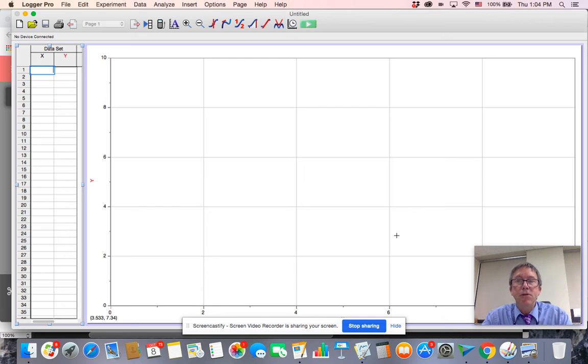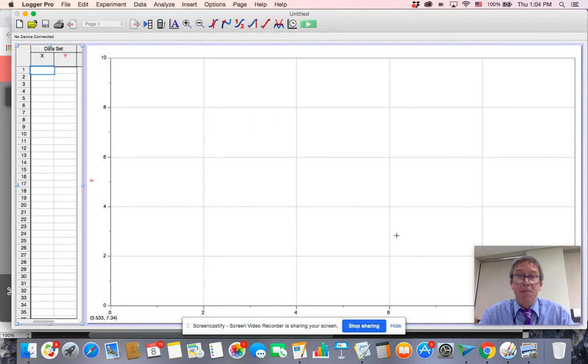Okay, so in order to do our assignment that is due on the day of the test, it will be necessary for you for at least two of the prompts to use Logger Pro to analyze data. I just want to make sure that you understand how to do that. When I launch Logger Pro, which, if you haven't downloaded and installed it, please do so, it's available in Schoology.